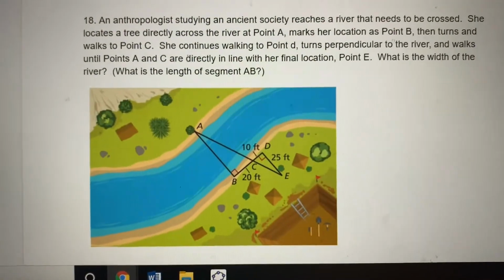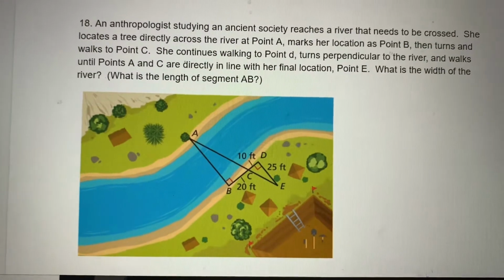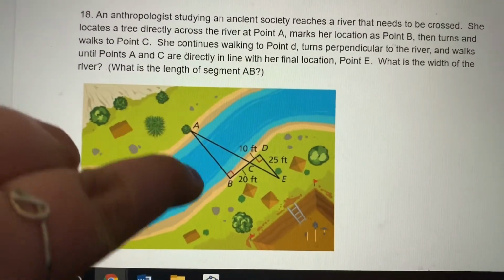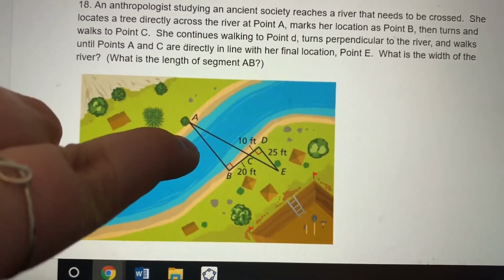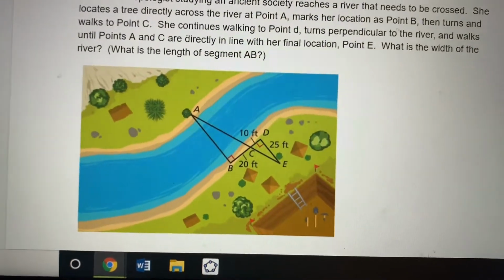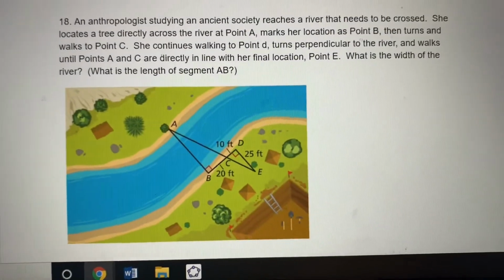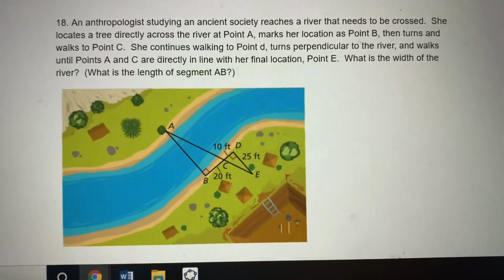This one, it looks like a lot. Do not freak out though, all right? If you read the question, it's really asking you how far or how wide is the river. So it's really asking, what's the length of segment AB, all right? You are given enough information in that figure. You can set up some ratios. Try and see how far the river is, how wide the river is.